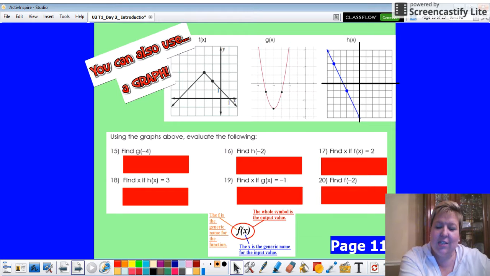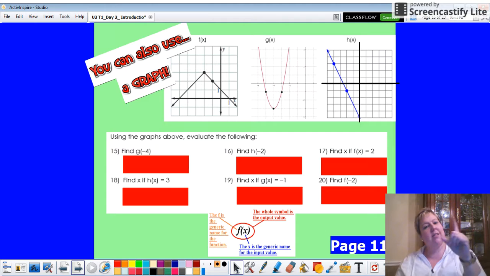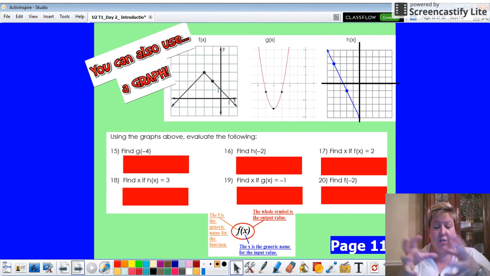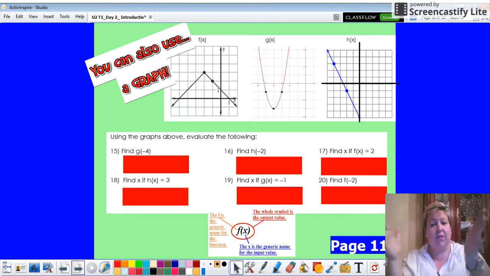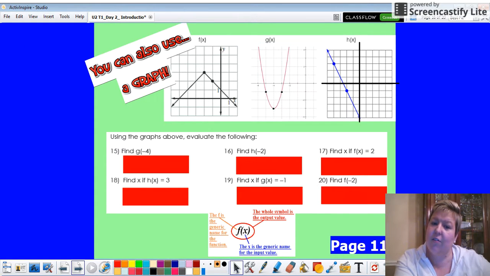The next page is page 11 in your packet. We can also use a graph to show our function. We've given you 3 graphs: f of x, g of x, and h of x. These are 3 different function graphs, and they work the same way that the table does. If you think back to yesterday's video, when we took functions and put them into a function table and then a graph, we're doing the same thing here.